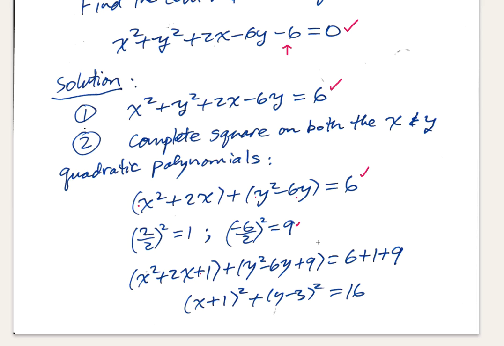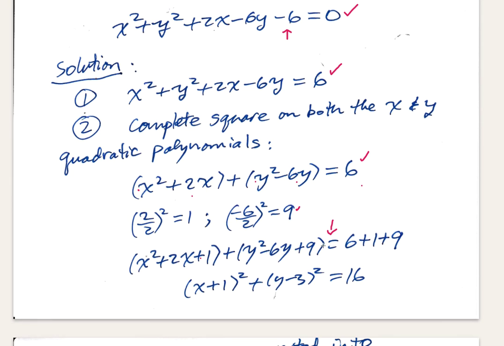Now remember, if you expect this to still be a valid equal sign, if I add 1 to this side, then I better add 1 to the other side to keep it balanced. And then I also added 9 to this side, with the y polynomial, so I better add the 9 to the other side too. So that 1 and the 9, I better add those over on the right-hand side also, okay?